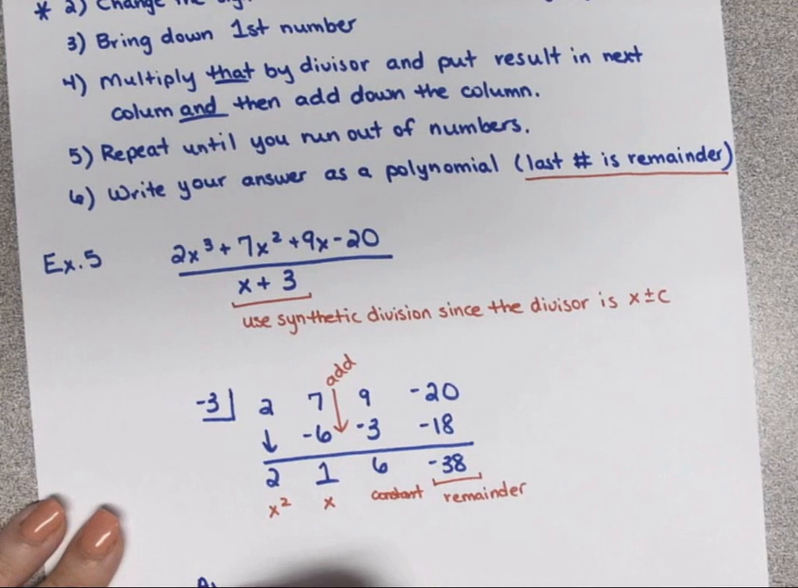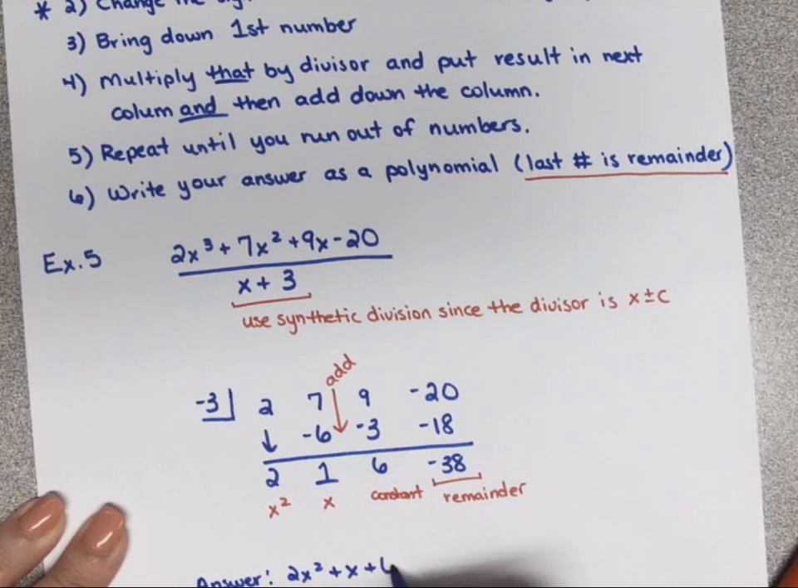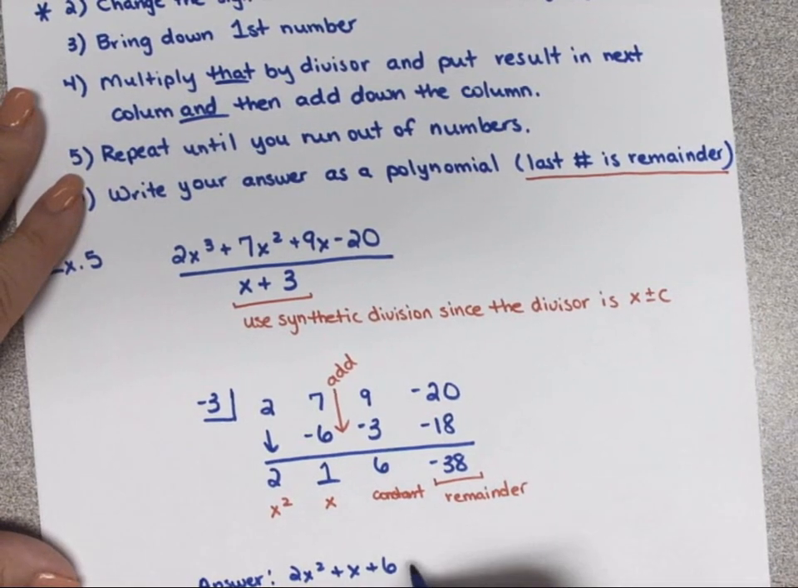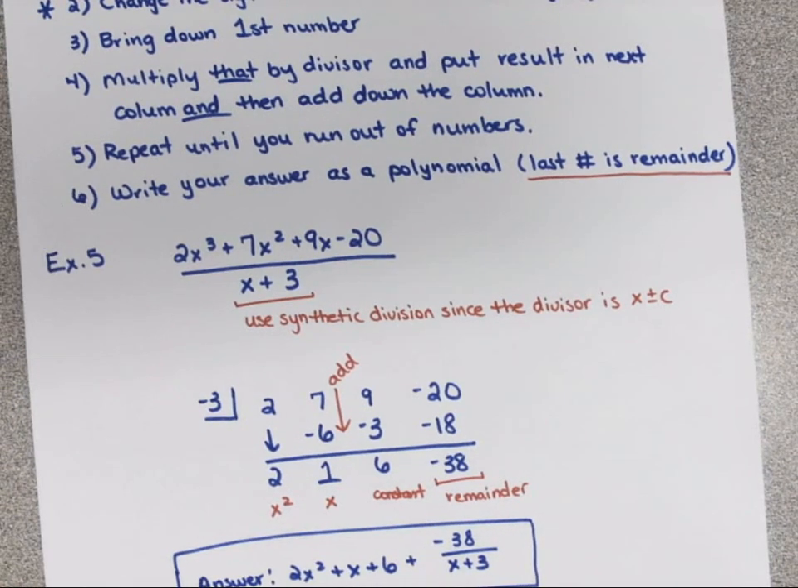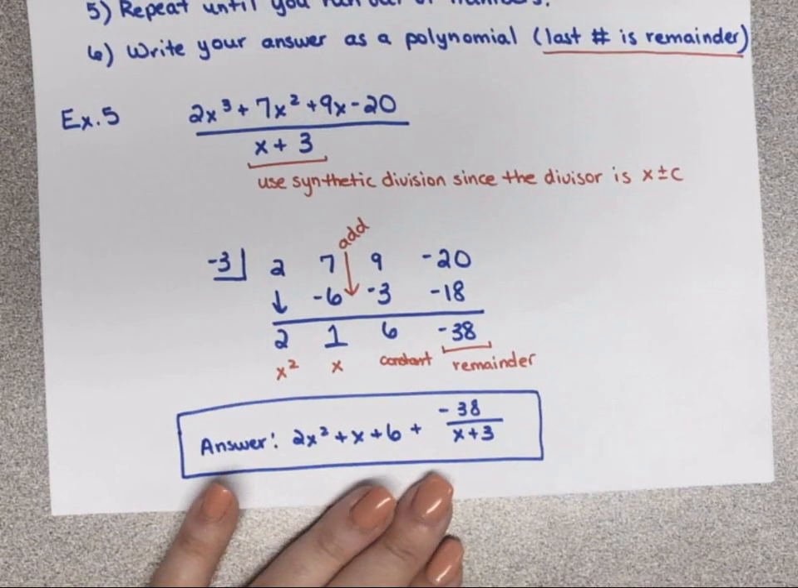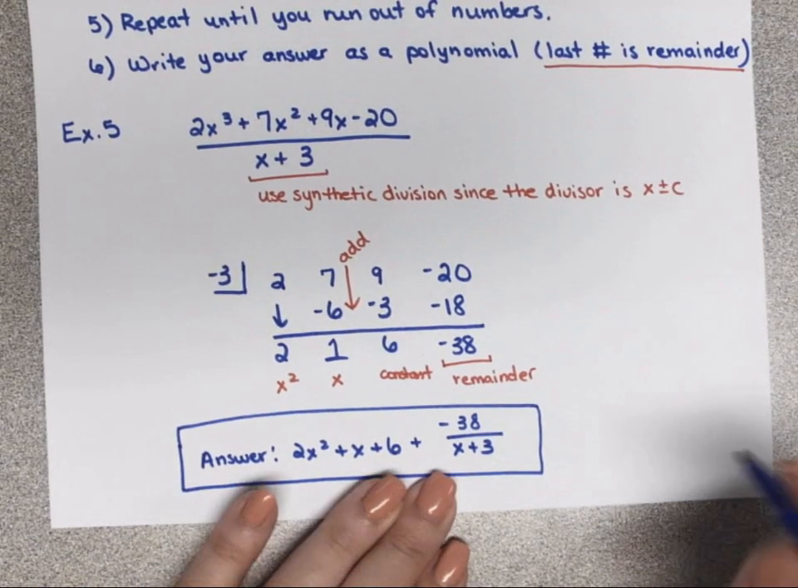Okay, so the answer then is 2x squared plus x plus 6. And then I always do plus the remainder even if it happens to be negative, and I just indicate that it was negative in the actual remainder itself. Okay, so the fact that we got a remainder, what does that mean? Does it divide in evenly or no? It doesn't divide in evenly, right?